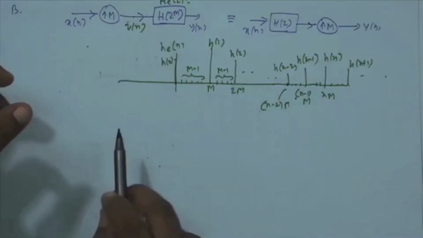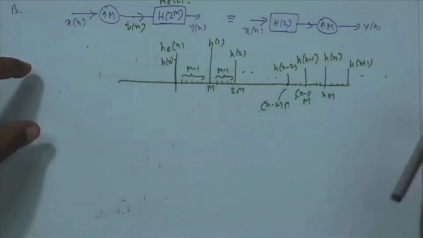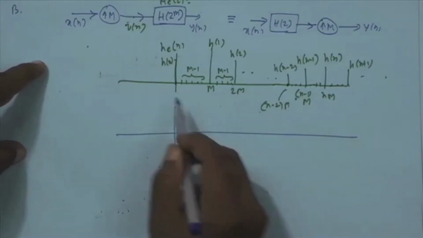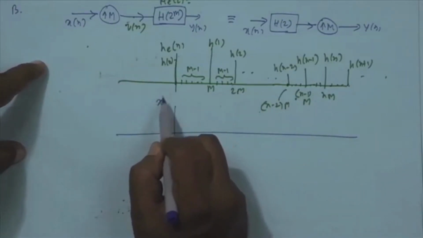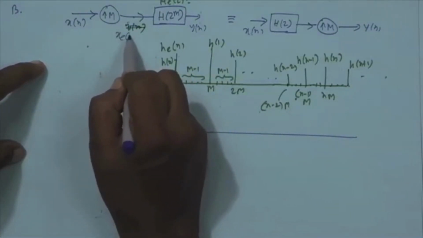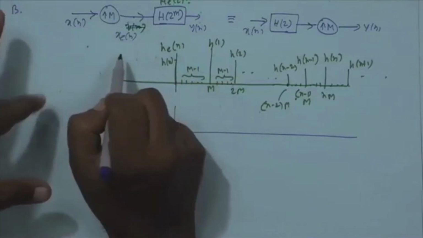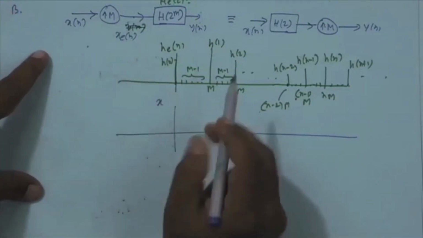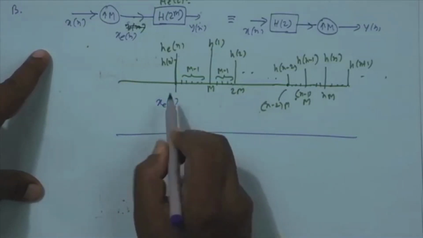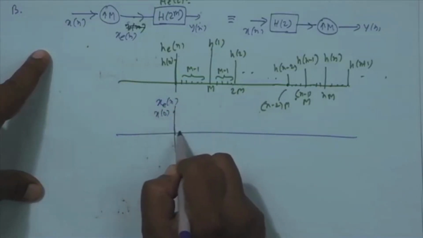This is the filter, and after we expand x n also like this. In fact, instead of v n, let me call it x e n, because we already know the notation we adopted for expanded. So, do not call it v n, directly x e n. So, x e n also here has x 0 dot dot dot.